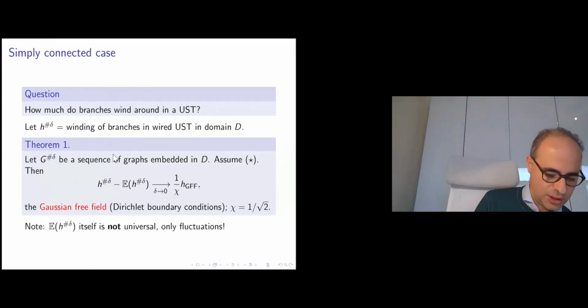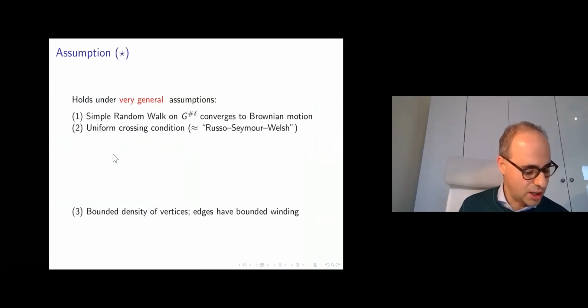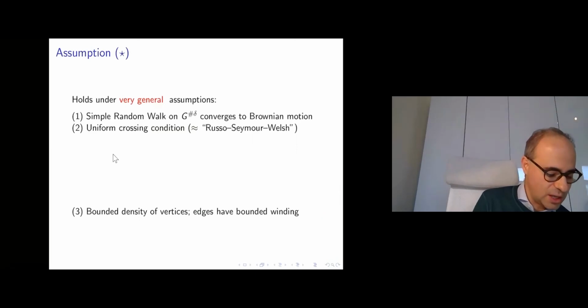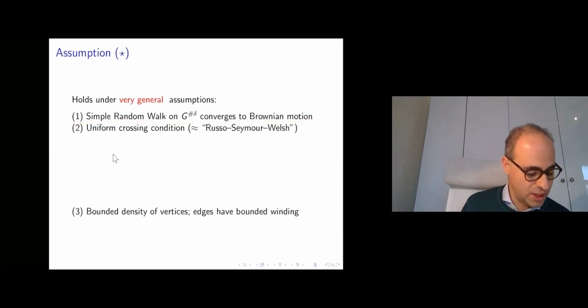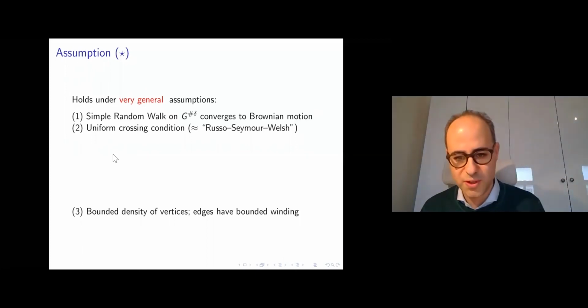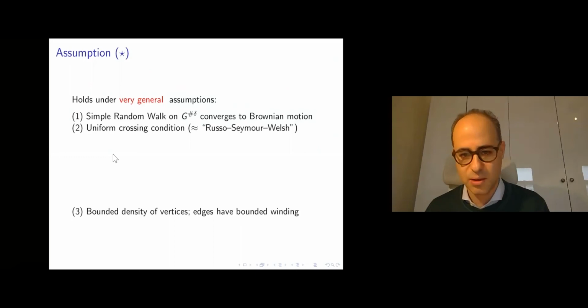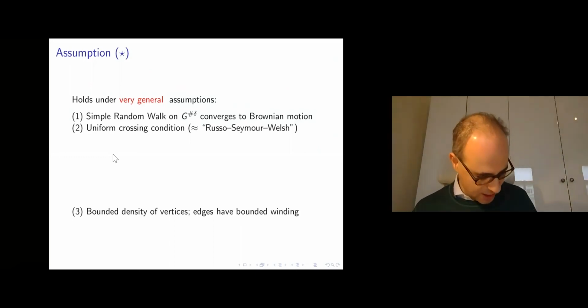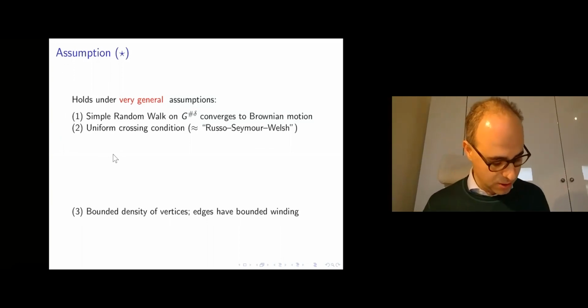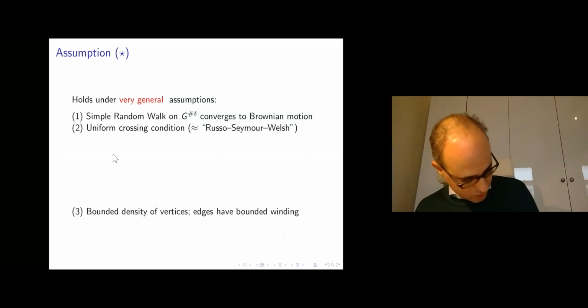Let me just tell you what these assumptions are. I think the assumptions are very general. Really, the main one is that this sequence of graphs, if you do simple random walk on this graph, then it will converge to Brownian motion. So these graphs are embedded in the plane. And the main assumption says that if you do random walk on this graph, then up to a time change, it will converge to Brownian motion as delta tends to 0.